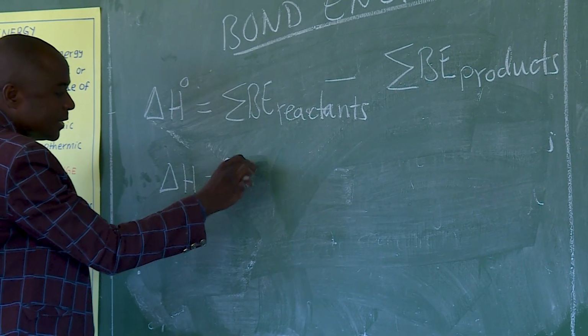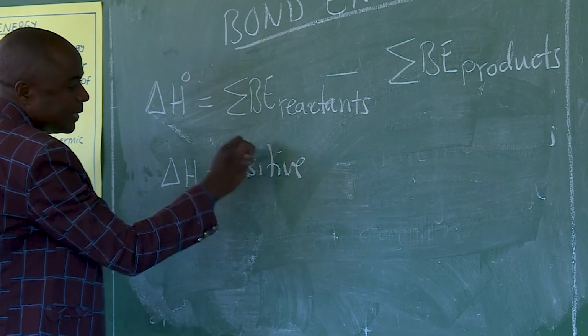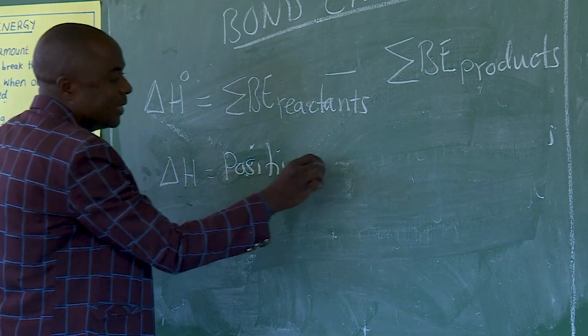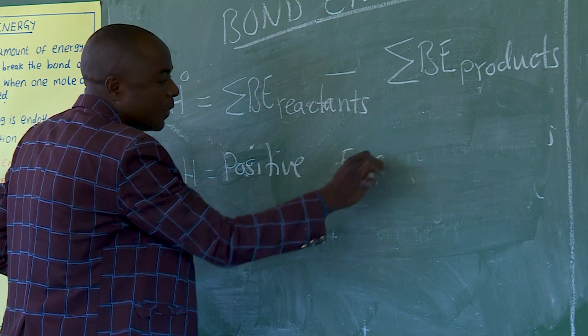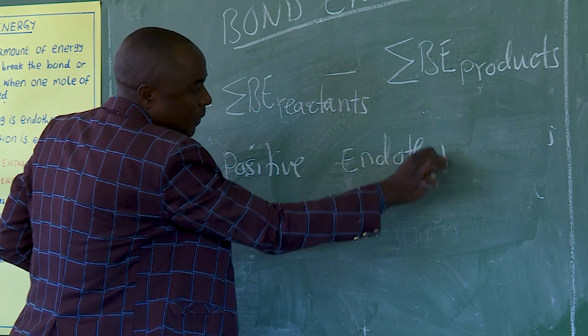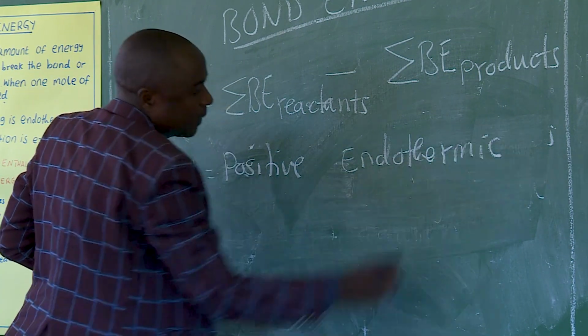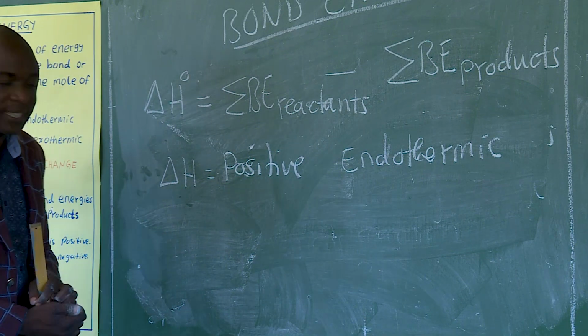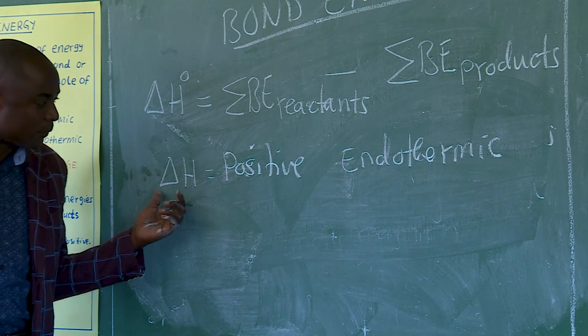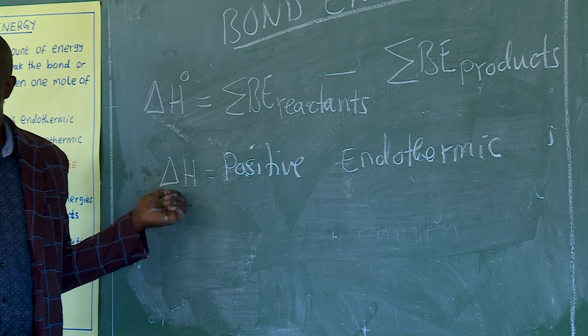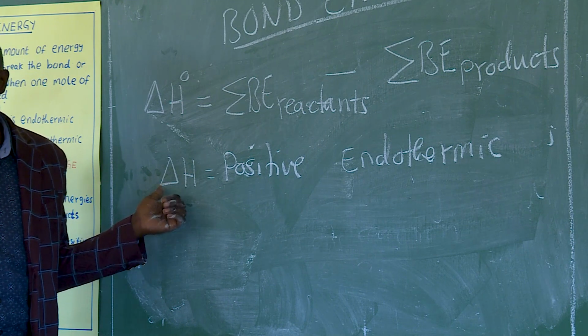If delta H is positive, it simply means this is an endothermic reaction. Delta H for an endothermic reaction is positive.